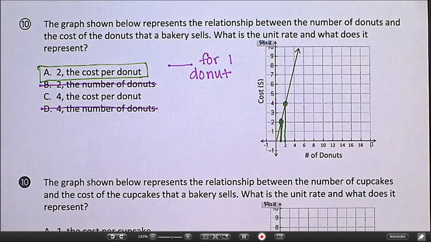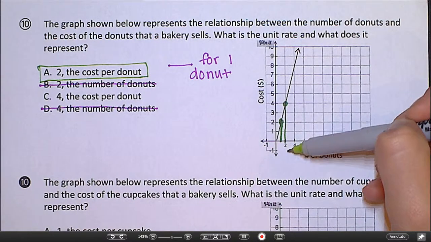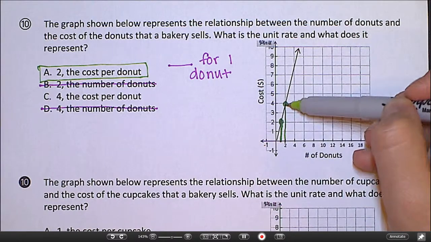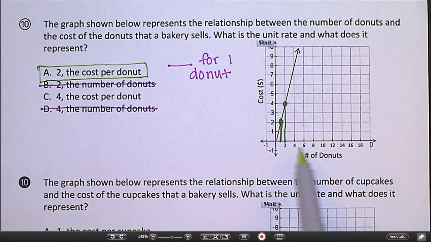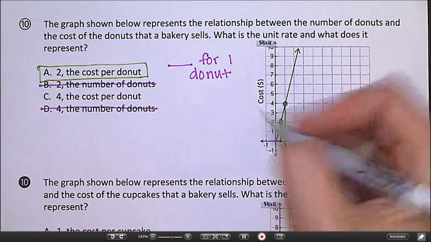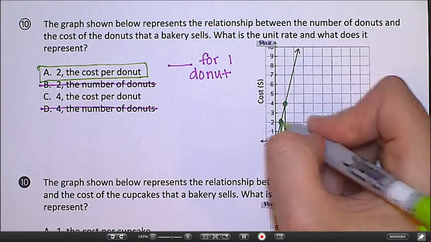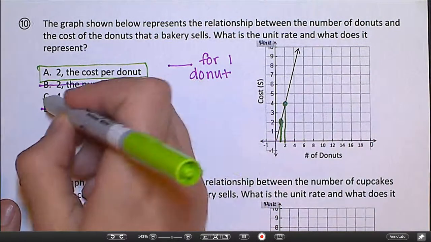Now I need to be careful because if I had just looked at my first number here, I would have thought it's $4. So make sure that you're reading how your x-axis is spaced on questions like this. We always want to know exactly what the numbers are, not just kind of what it looks like. We always figure it out exactly. So one donut, $2. Two donuts would be 4, but we don't care about that. We don't want 4.